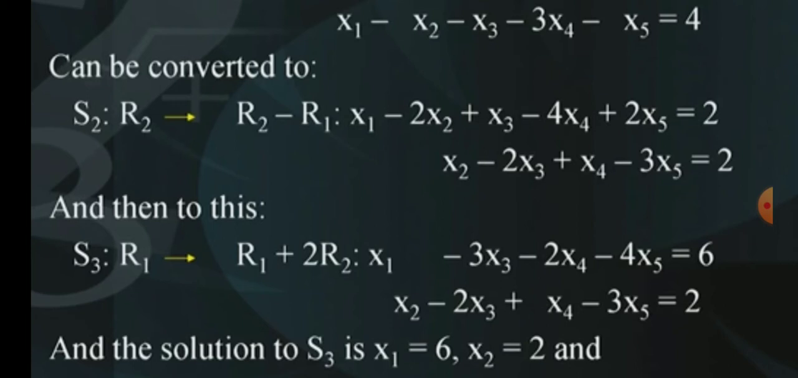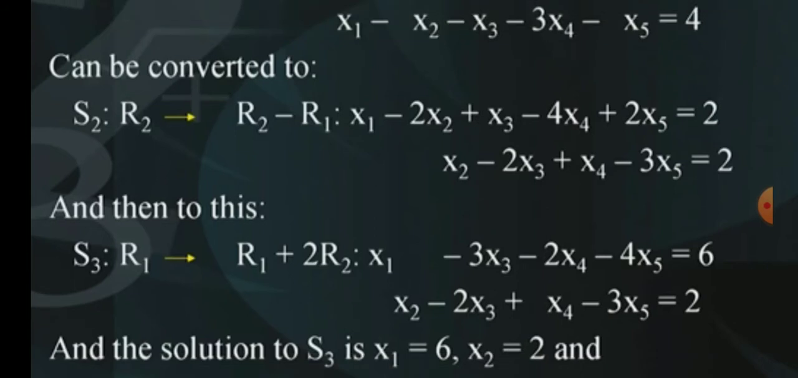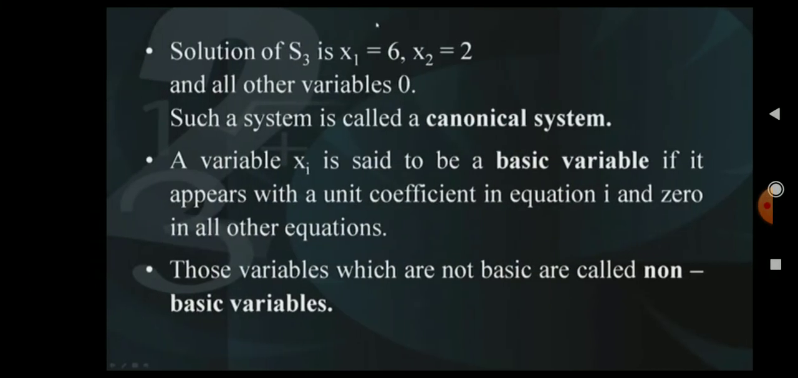You know about basic solutions, where you have to put n minus m variables equal to 0. Here n minus m is the number of variables minus the number of equations, and the remaining variables may or may not be 0. So this kind of solution is a basic solution. Here x1 equal to 6 and x2 equal to 2, with x3, x4, x5 equal to 0, is a basic feasible solution. It is feasible because of the positive values of x1 and x2.